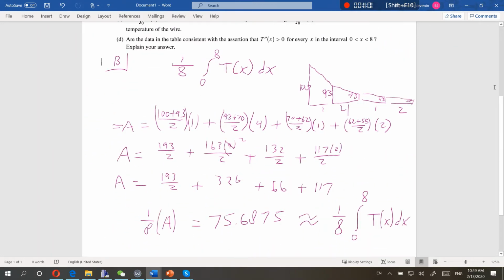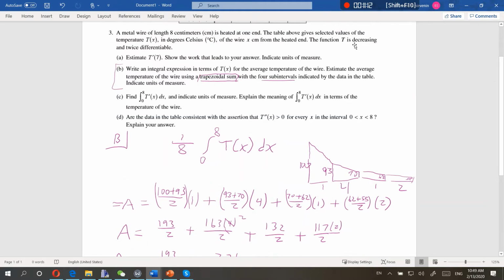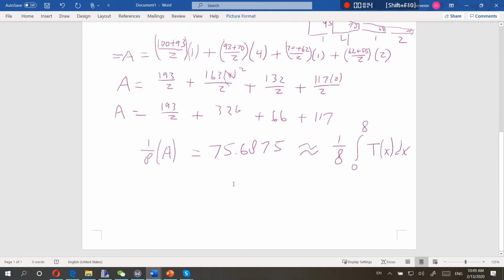Okay, so there's everything together. Any questions on B? No. Okay, cool. I think I'm going to copy this whole picture again, and we'll do C on a separate page.